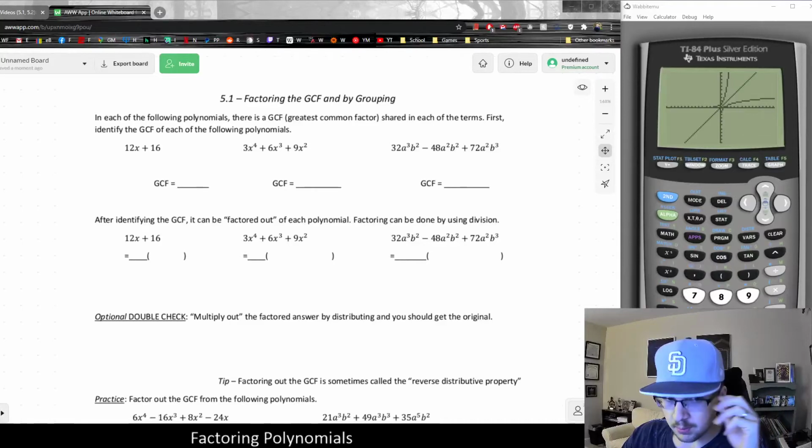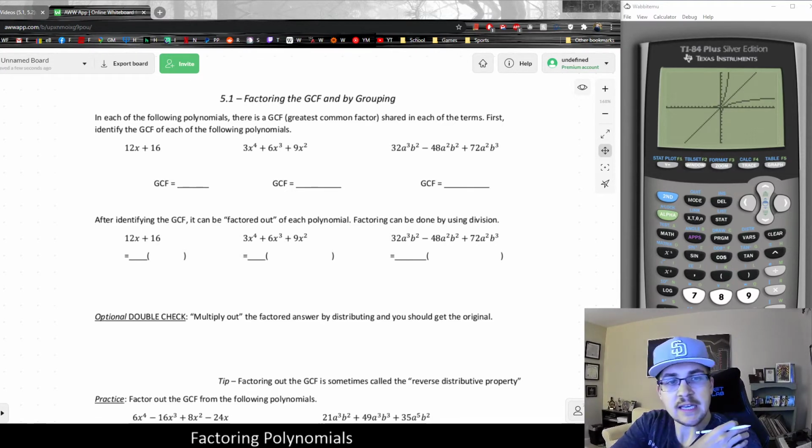In Chapter 5, we will be focusing on factoring techniques for polynomials, starting off with some very basic ones and moving on to some more advanced ones. First of all, the most important skill of all is being able to factor out the GCF from a polynomial function or equation.